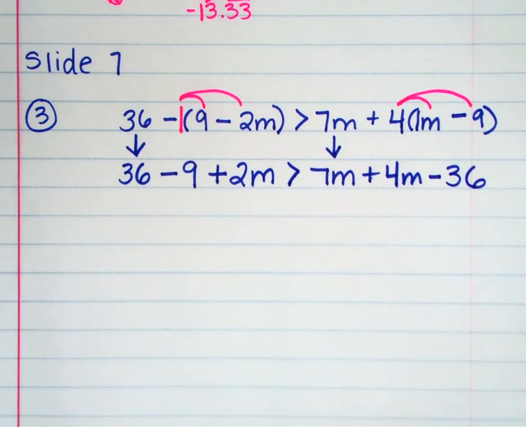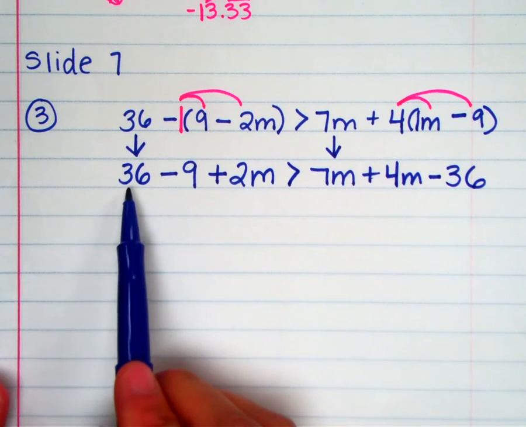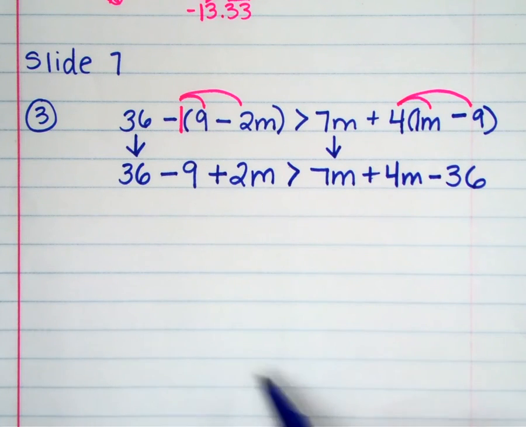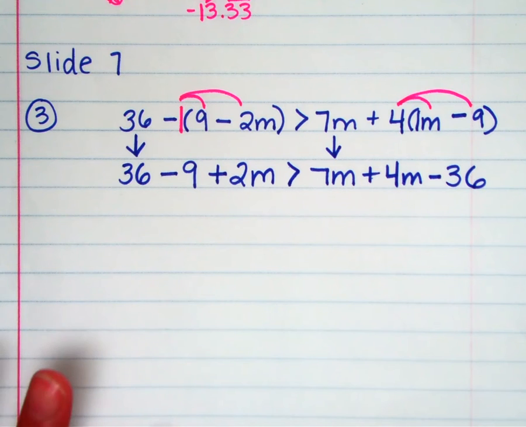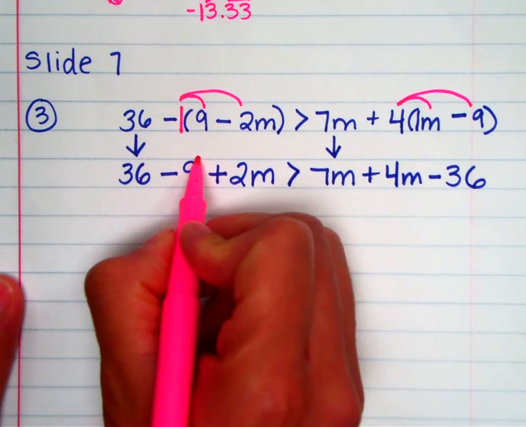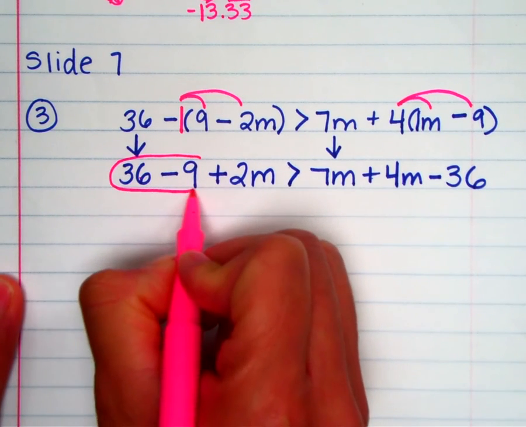Now I'm going to combine my like terms on the left. Because there are so many terms on each side, I don't want to start moving things across the inequality symbol until I clean up my work and I have variables on both sides and a number on both sides. Then I can start moving things around. So on the left, you're going to notice that you have 36 minus 9. These are your like terms that you need to combine before you start to move on.